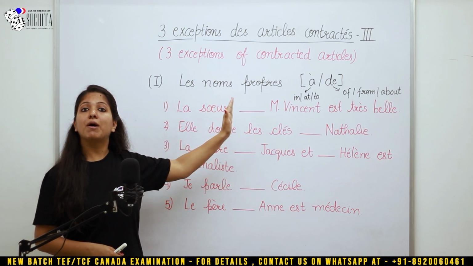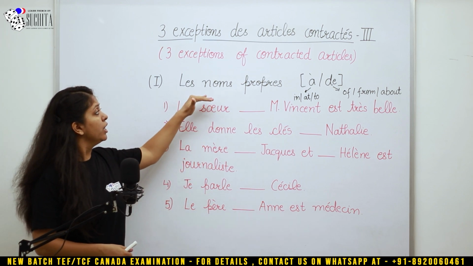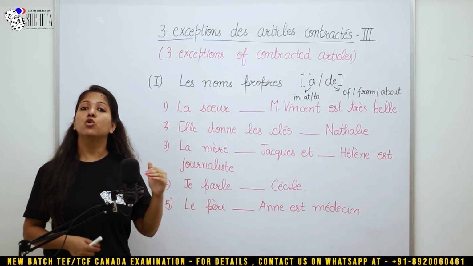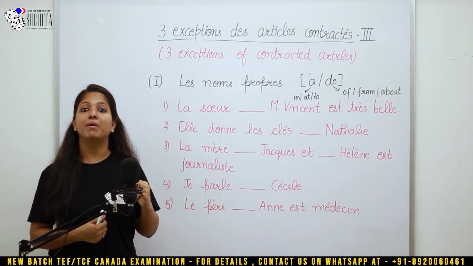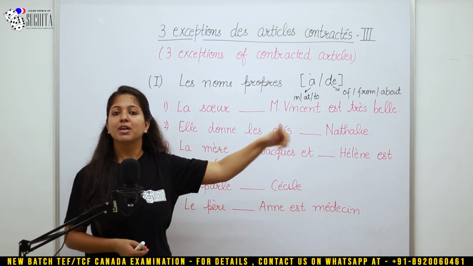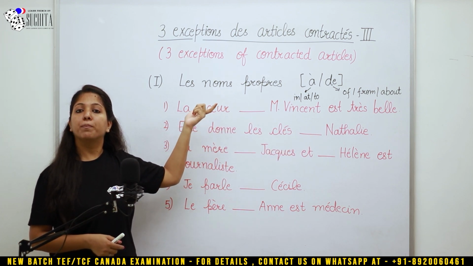Now this was about the contracted articles that we did in the previous 2 videos. Now here we are going to learn the 3 exceptional cases wherein you do not use the contracted articles but you use the simple prepositions à and de. The first one being les noms propres, the proper nouns.